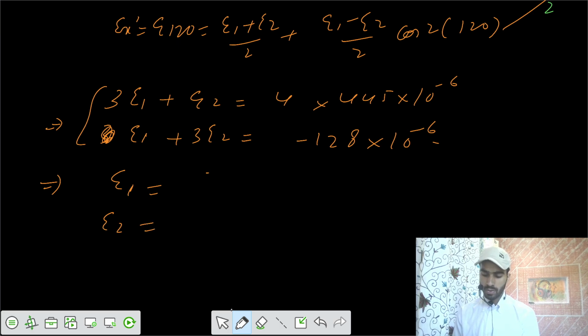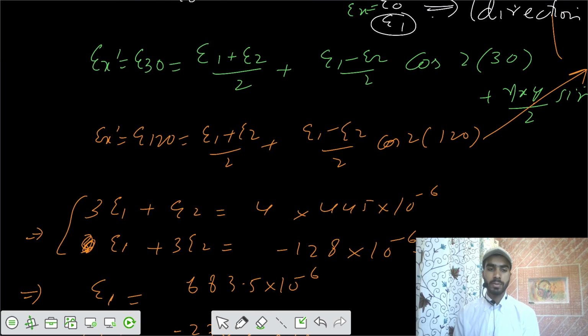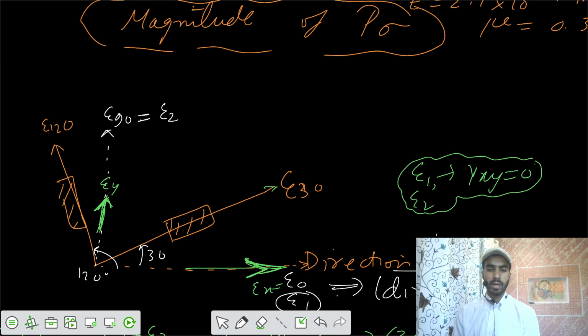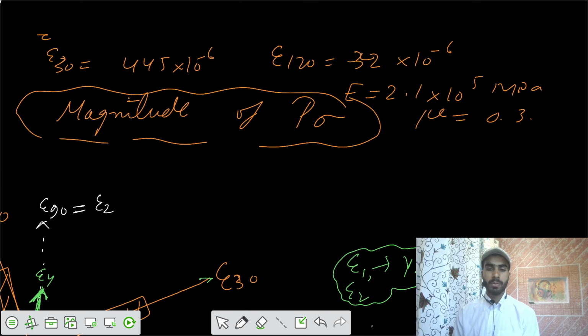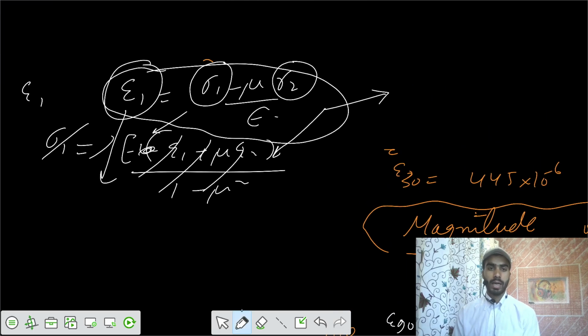E1 comes out to be 683.5 into 10 to the power minus 6, and E2 is minus 270.5 into 10 to the power minus 6. So you got the two strains, major and minor principal strains. Then the question was to get the value of principal stresses. So we have the equation E1 equals sigma 1 minus mu sigma 2 by E. So we can use this equation also.